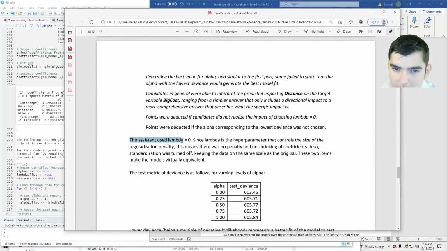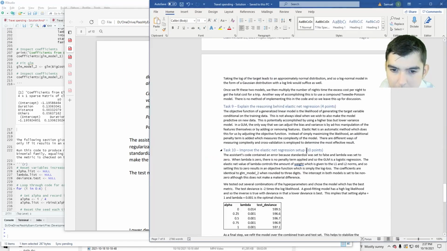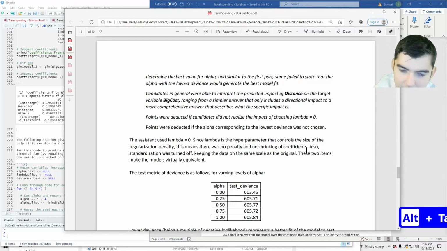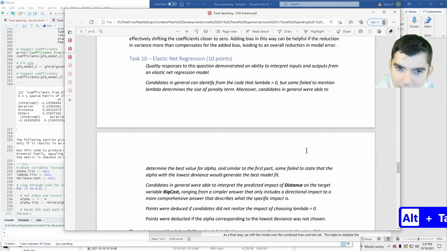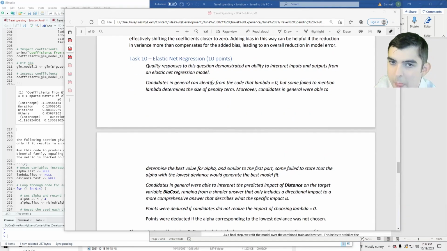The assistant used lambda equal to 0. We're not talking about alpha, we're talking about lambda. In any case, what this question is really testing is whether you will get confused by alpha or lambda.